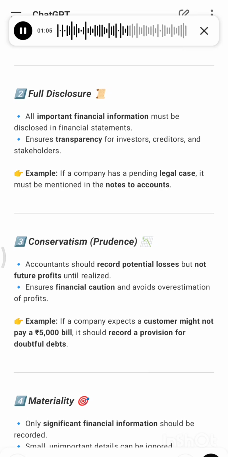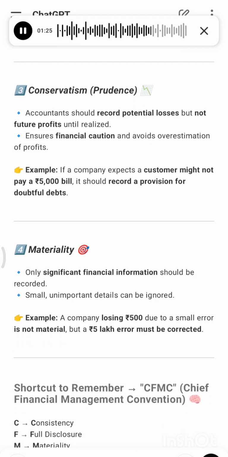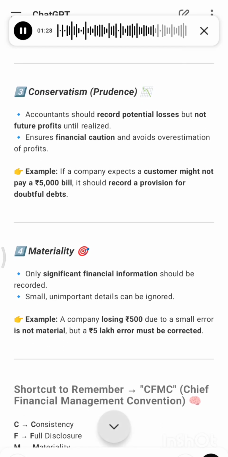Conservatism, prudence. Accountants should record potential losses but not future profits until realized. Ensures financial caution and avoids overestimation of profits. Example, if a company expects a customer might not pay a 5,000 bill, it should record a provision for doubtful debts. Materiality. Only significant financial information should be recorded. Small, unimportant details can be ignored. Example, a company losing 500 due to a small error is not material, but a 5 lakh error must be corrected.